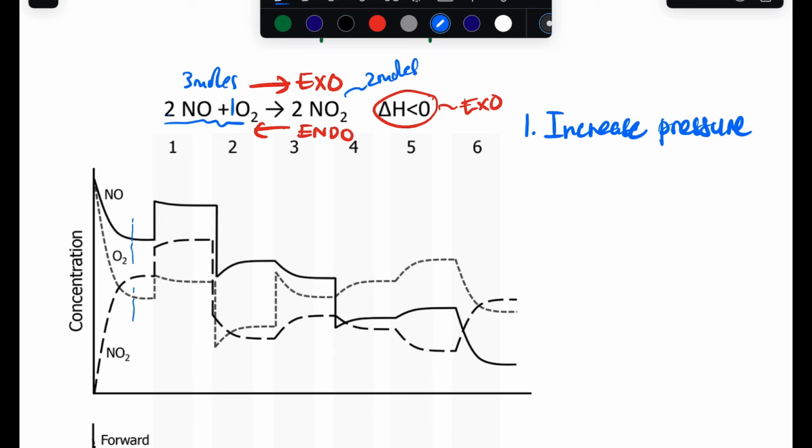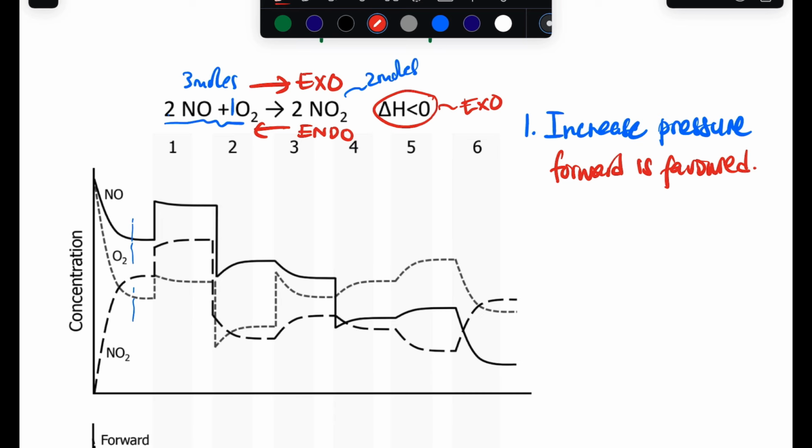Now, we know theoretically, an increase in pressure favors the side with the fewer number of moles. The side with the fewer number of moles is the product, which is the forward reaction. So the forward reaction is favored. Forward is favored, right? It favors the side with the fewer number of moles.